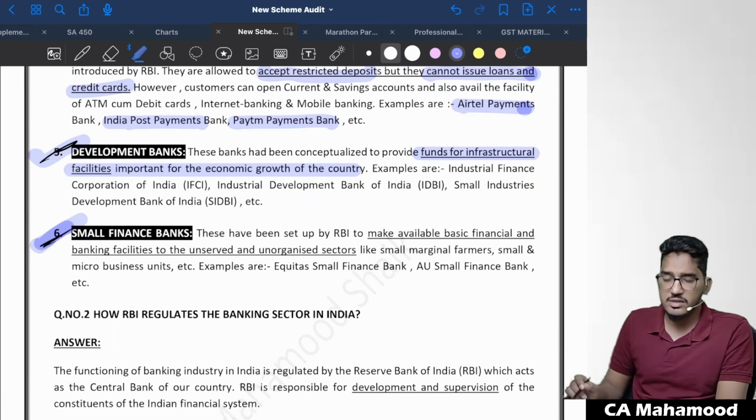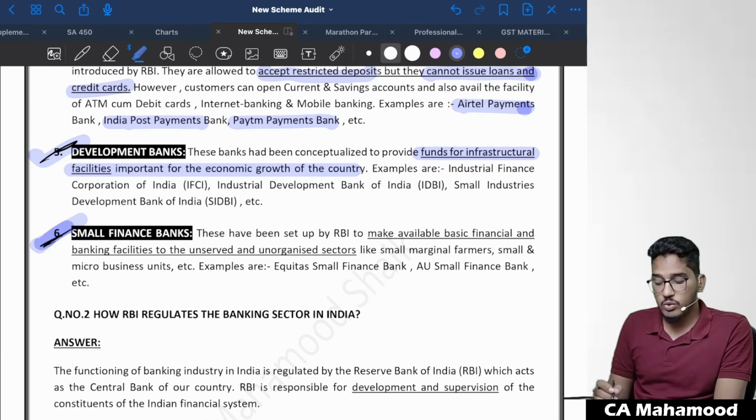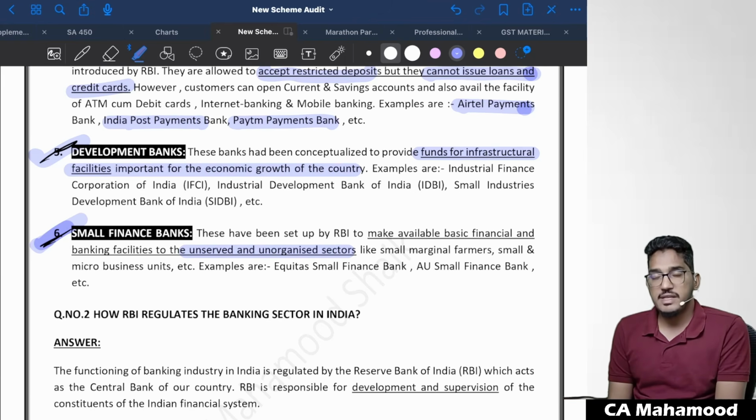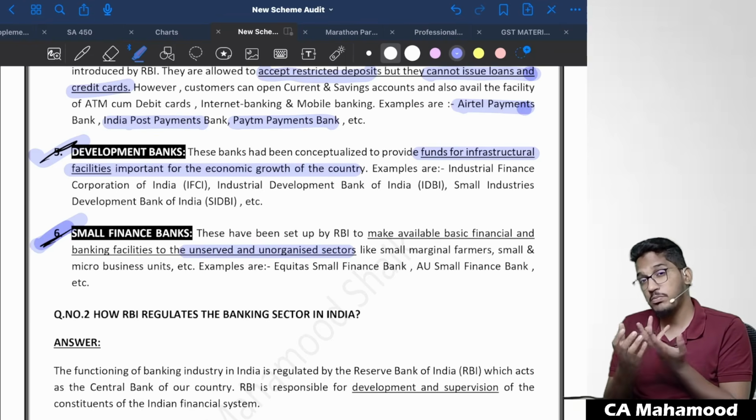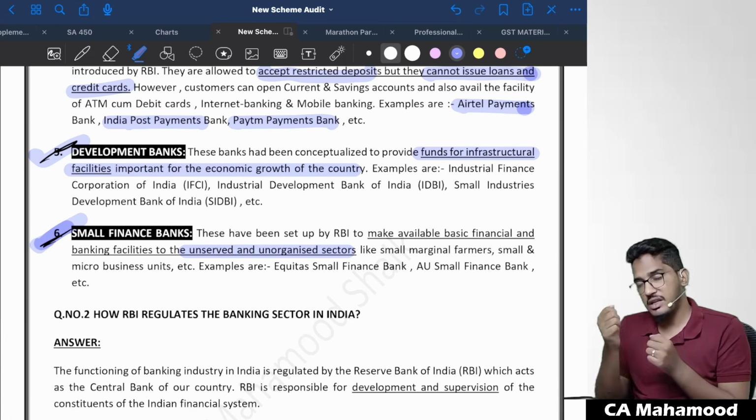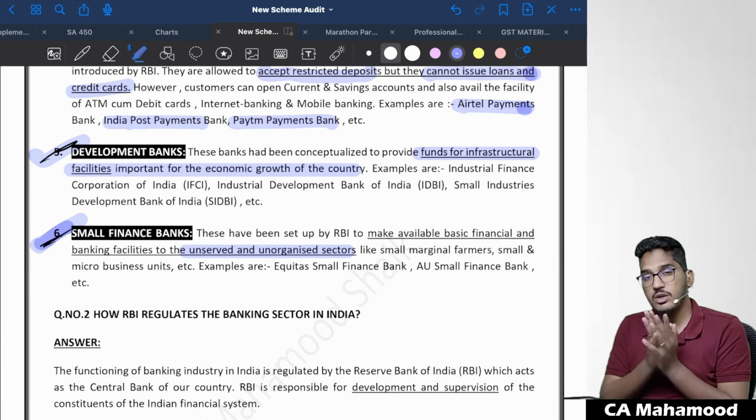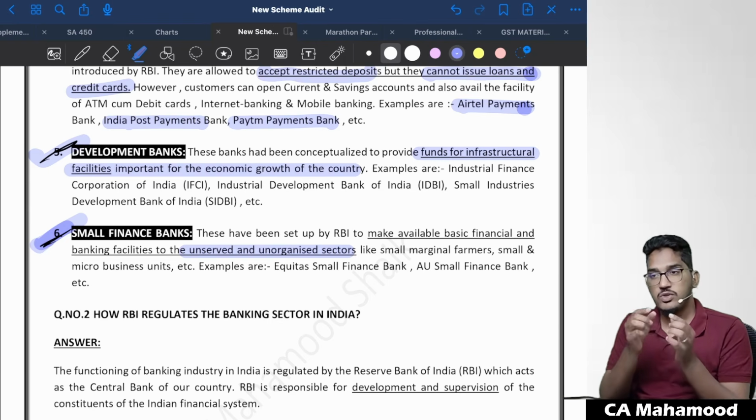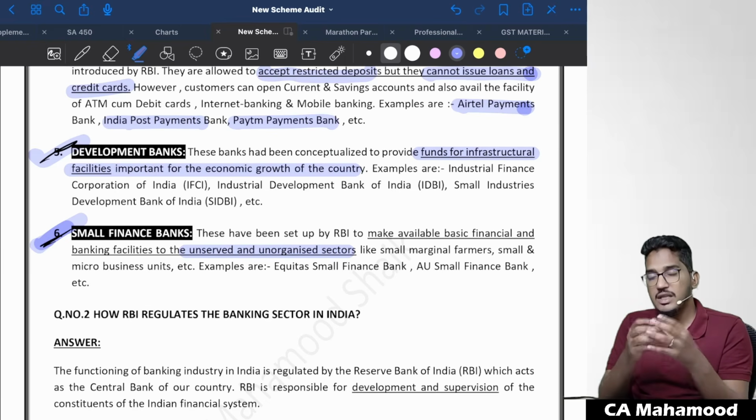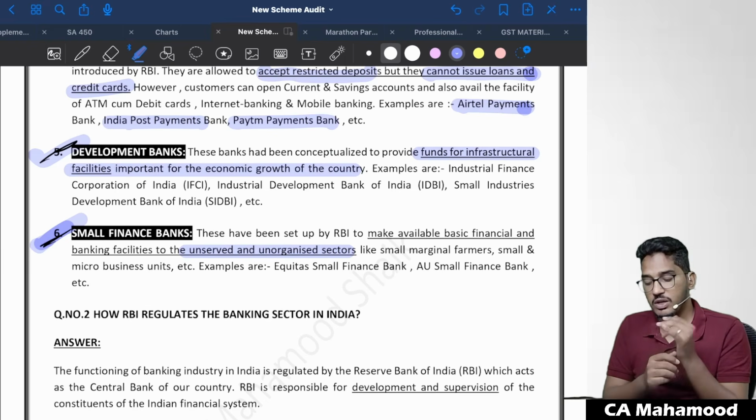Then we have small finance banks. These are banks set up with the objective of meeting the banking needs of unserved or unorganized sectors of the country. In India, we have many unorganized sectors, like the matchbox industry and the handloom industry. When I say unorganized, they will not have proper IT returns, proper sources of income, or proper recognition. So for sectors like these, it is very difficult to get loans and accounts with normal commercial banks. To exclusively meet the banking requirements of these unserved or unorganized sectors, another kind of banks was set up, which we call small finance banks.